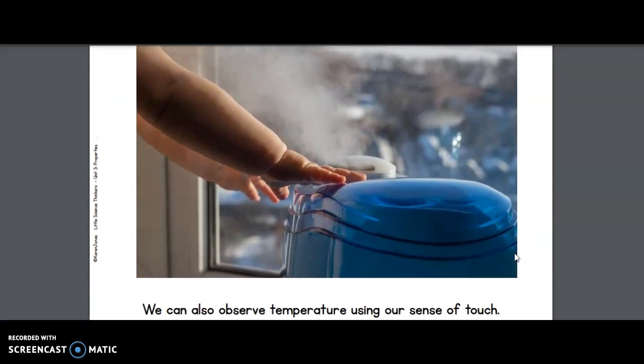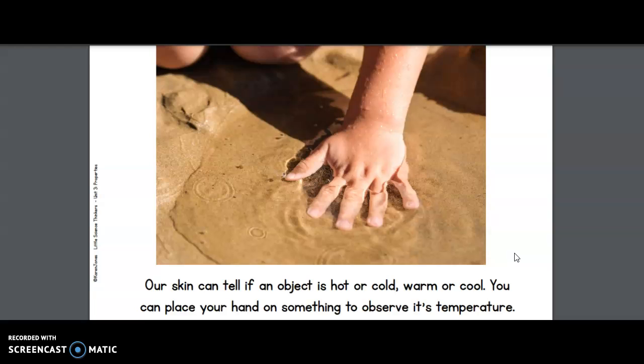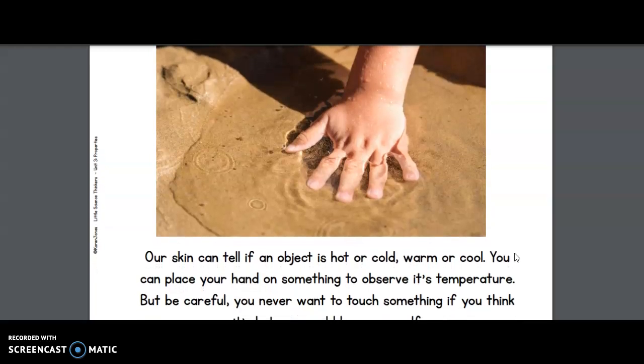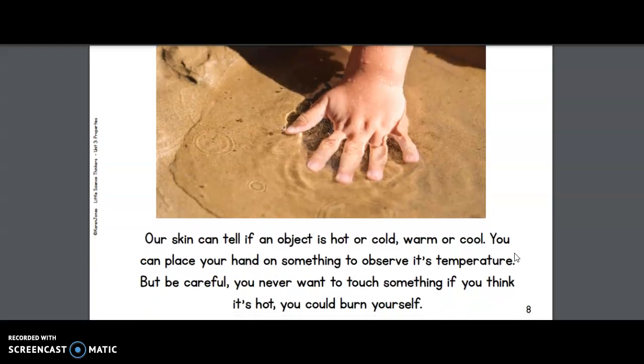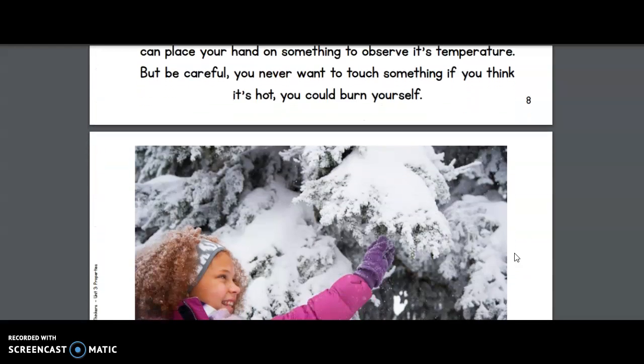We can also observe temperature using our sense of touch. Our skin can tell if an object is hot or cold, warm or cool. You can place your hand on something to observe its temperature, but be careful, you never want to touch something if you think it's hot. You can burn yourself.